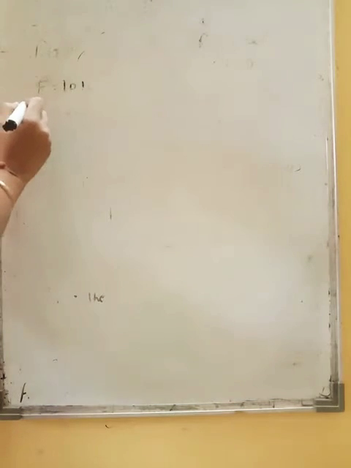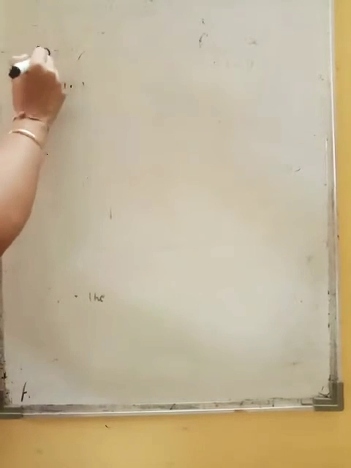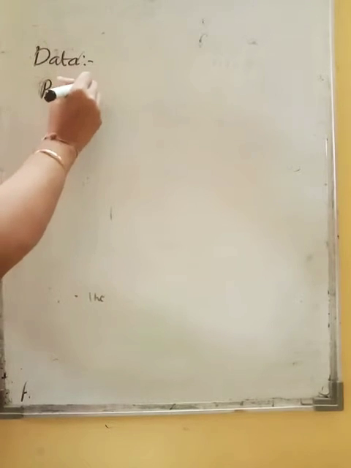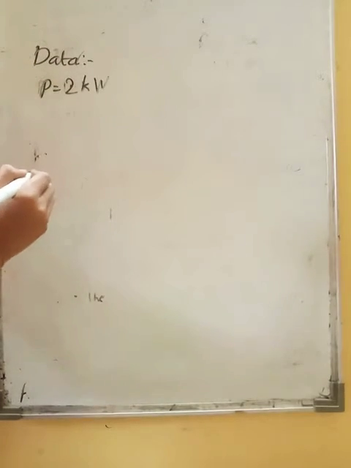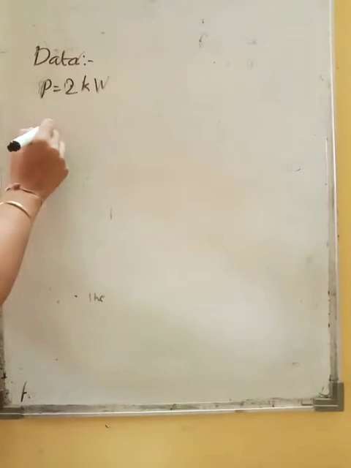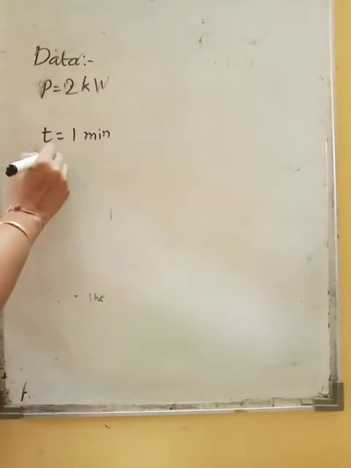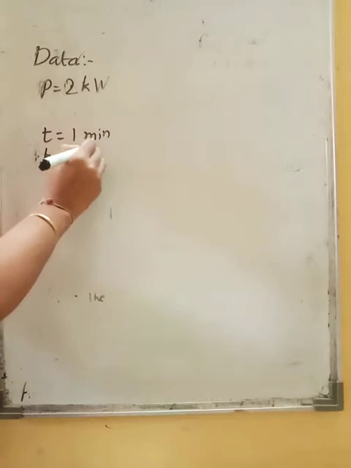So let us start with the sums of the second chapter. First question. We have an electric pump that has power 2 kilowatts. So in the data, I will write down power as 2 kilowatts. How much water will the pump lift every minute? Timing every minute means 1 minute. The height h is equal to 10 meters.